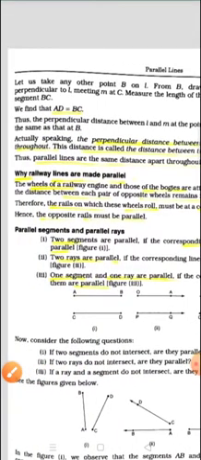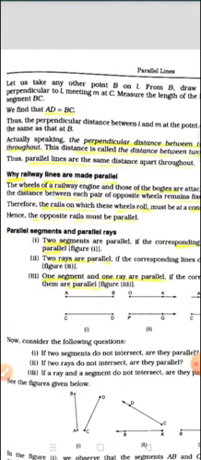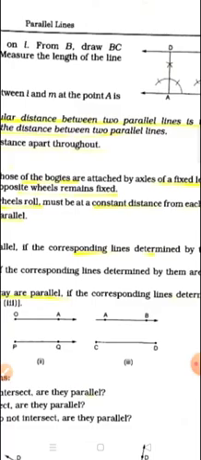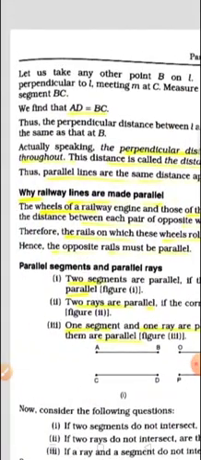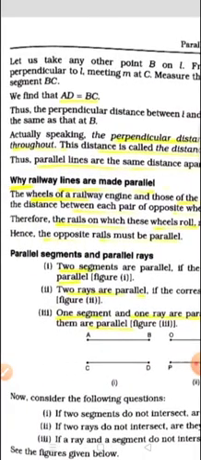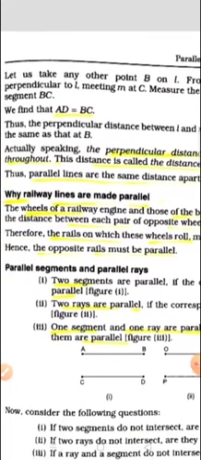Thus, the perpendicular distance between L and M at the point A is the same as that at B. Actually speaking, the perpendicular distance between two parallel lines is the same throughout. This distance is called the distance between two parallel lines. Thus, parallel lines are the same distance apart throughout.